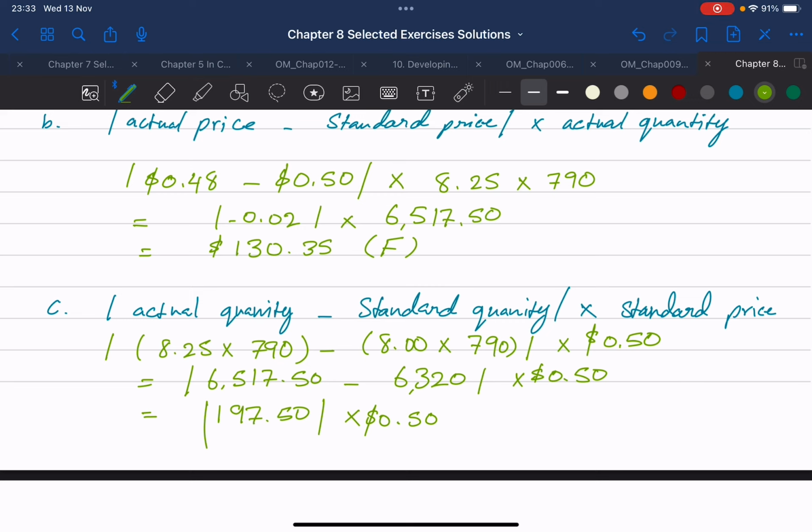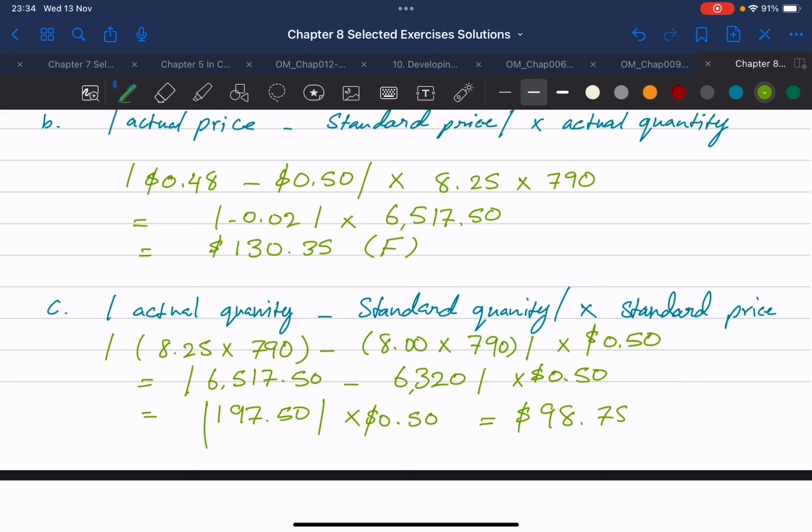So 197.50 multiplied by 0.50, which is 50 cents. That will be 98.75 cents. Okay.